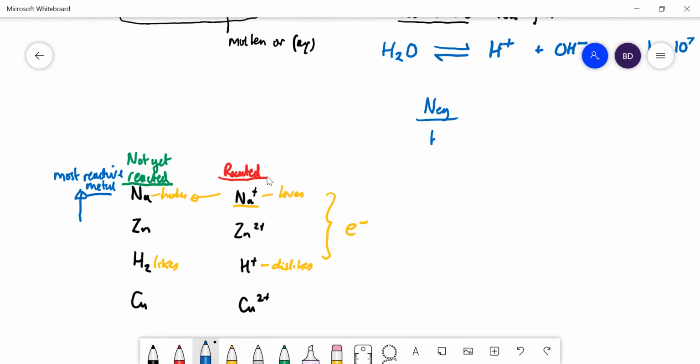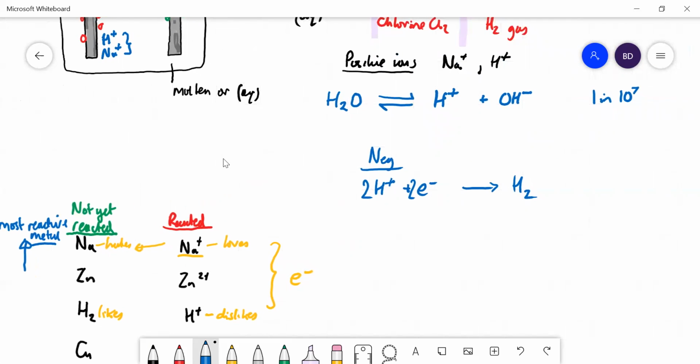We get hydrogen ions accepting electrons and turning into hydrogen atoms. And of course, as soon as you get two hydrogen atoms, they join together to form a molecule. So we need to balance that with a 2 there and a 2 there. We do not get any sodium forming.